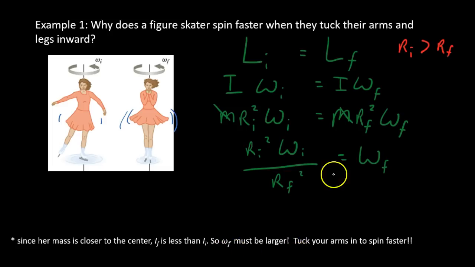You tuck in your arms to spin faster. This is kind of the math proof, but conceptually, while tucking in your arms decreases your rotational inertia, these two sides of the equation must be equal. So if this side is getting smaller, this must be getting bigger. Okay, we could explain it mathematically with an equation proof, or explain it with the ideas of conservation of angular momentum. Okay, one more example.